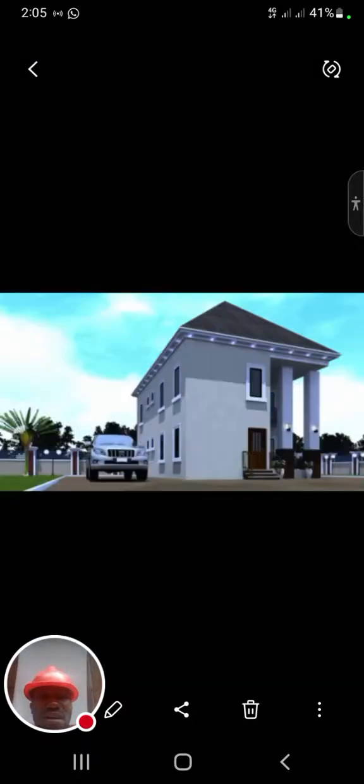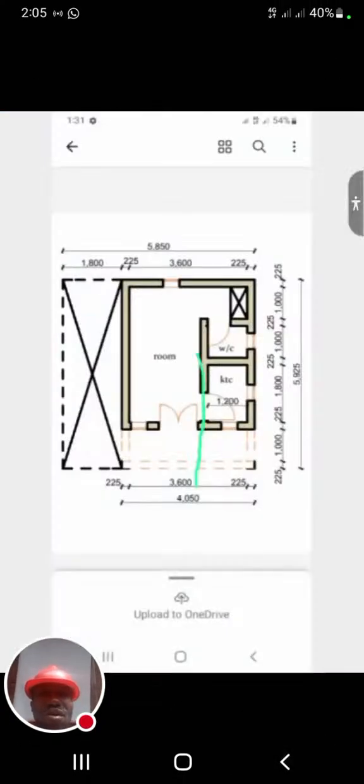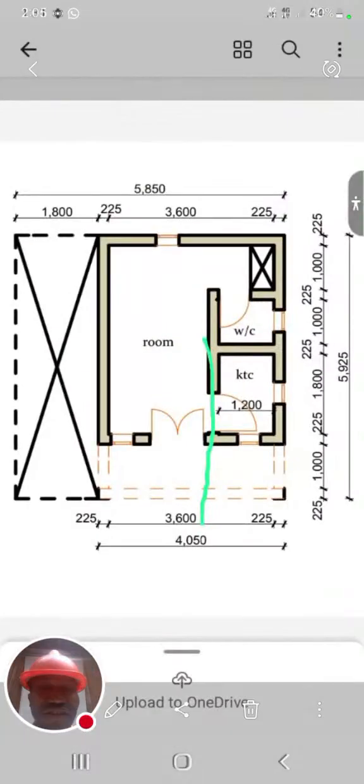Number one thing you have to comprehend very well, if you are reading your floor plan, is your title block. You have to start with your title block. Do you understand me? So what does your title block entail? It gives all the information about the drawing. So you have to understand your title block.